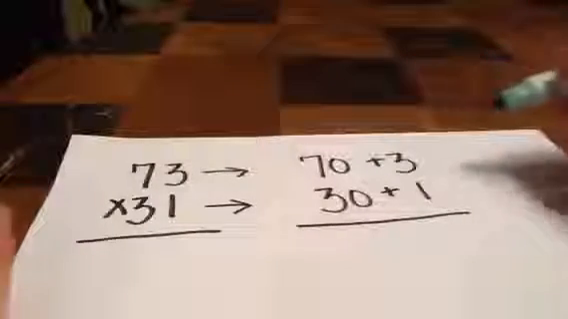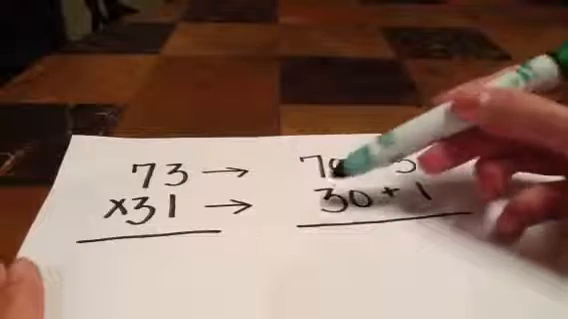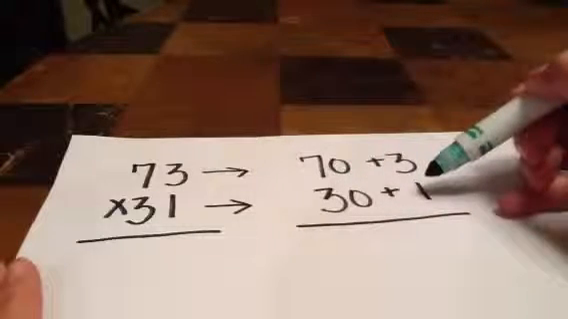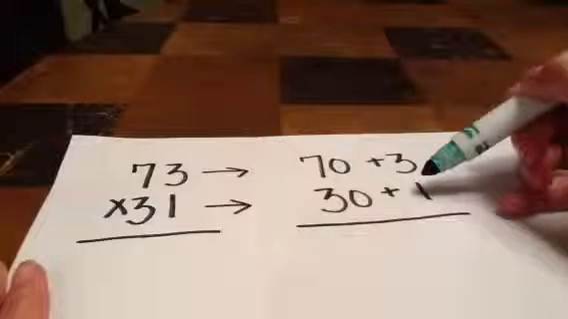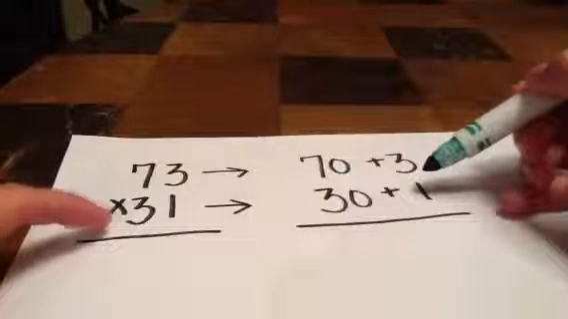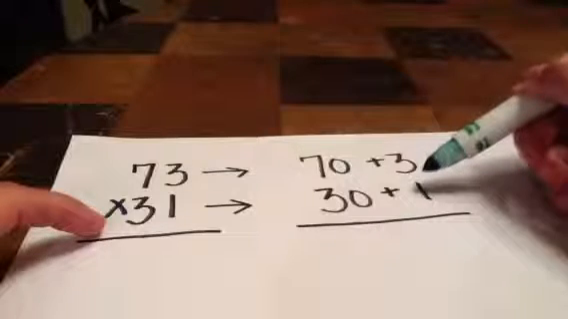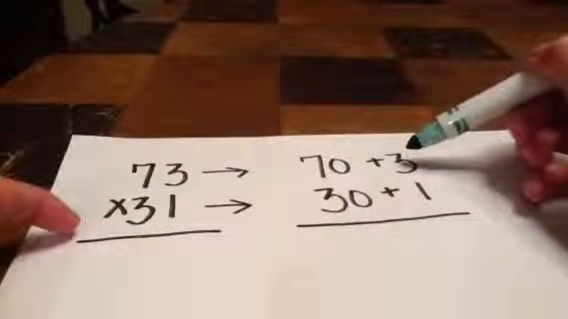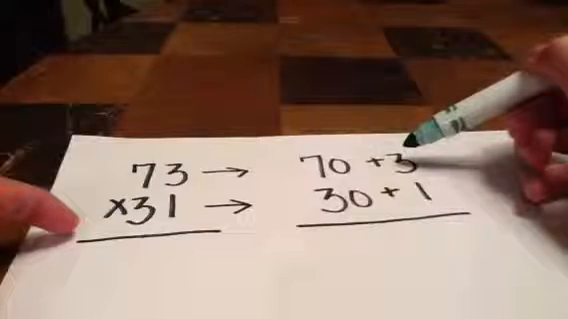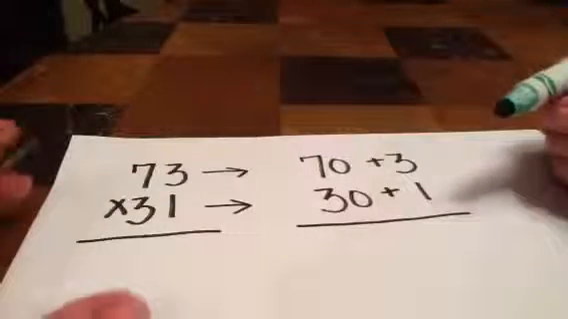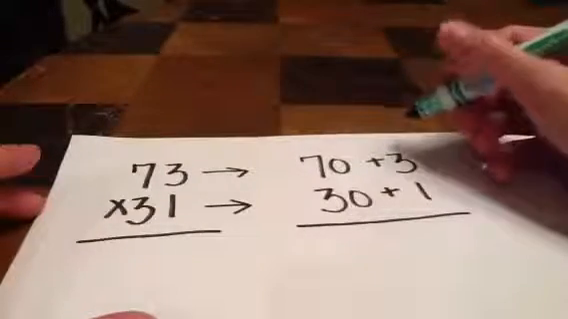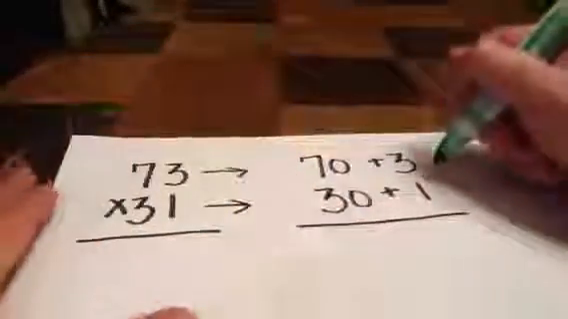You can't ever multiply numbers that are on the same team. The 30 and the 1 are from the same number, so I can't multiply them by each other. It's what a lot of you did on the classwork that caused you to get this wrong. You cannot multiply 30 times 1 because they're on the same team. You cannot multiply 70 by 3 because they're on the same team. You have to multiply by separate numbers. This is 73, this is 31.